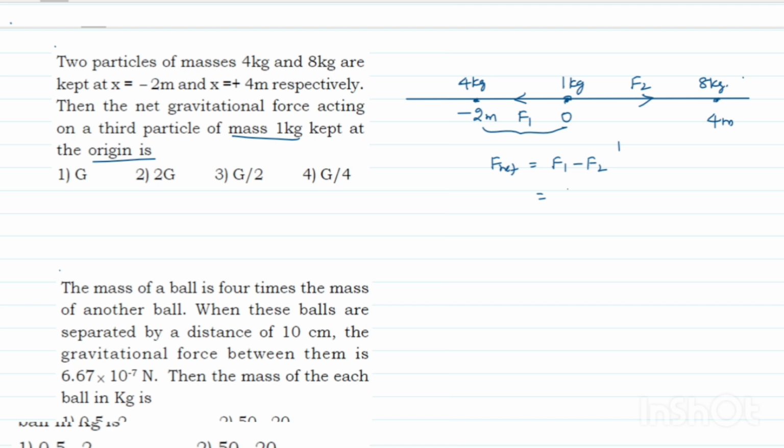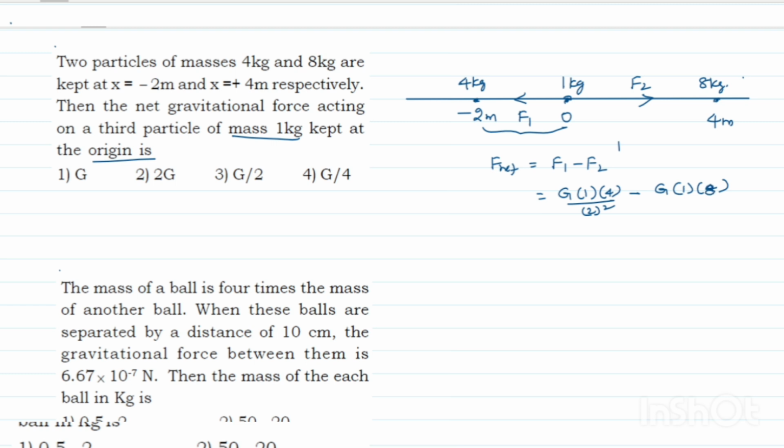F1, how much will we be getting in this one? G into M1. Mass will be 1 kg and here it will be 4 kg. By distance of separation you can take 2 square. Distance is a scalar quantity, don't use the sign convention, minus. So G into, here we can take the mass as 1 kg and this as 4 kg.